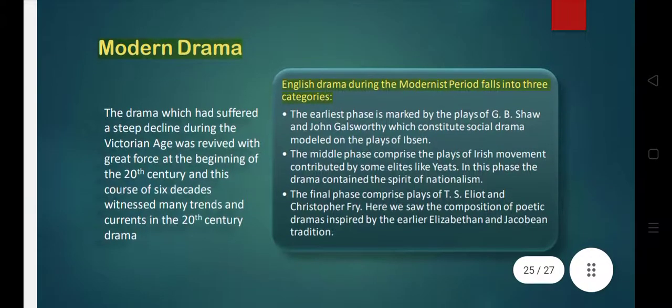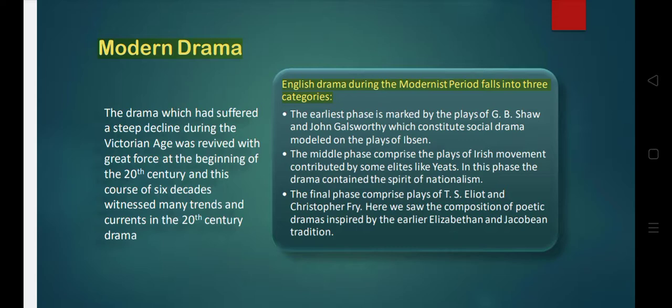And now we'll see modern drama, the drama which suffered a steep decline during the Victorian age. Drama was at its peak during the Elizabethan age of Shakespeare, but after that we saw a decline in drama, and it was revived with great force at the beginning of the 20th century, and its course of six decades witnessed many trends and currents in 20th century drama. English drama during the modernist period falls into three categories. The first is the earliest phase, which is marked by the plays of G.B. Shaw, George Bernard Shaw, and John Galsworthy, which constitute social drama, modeled on the plays of Ibsen.